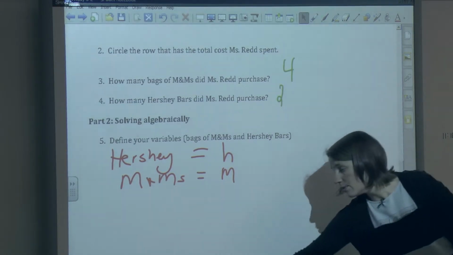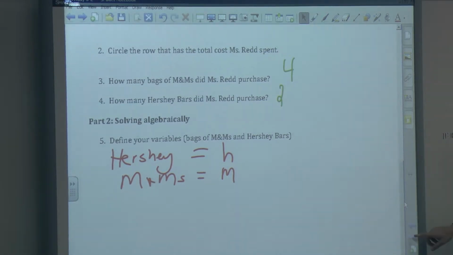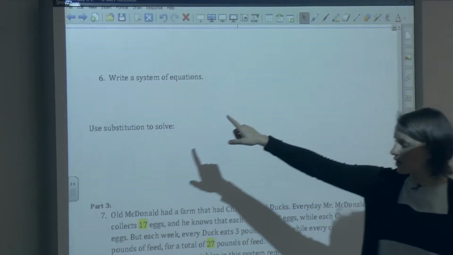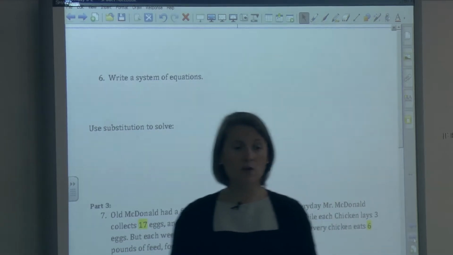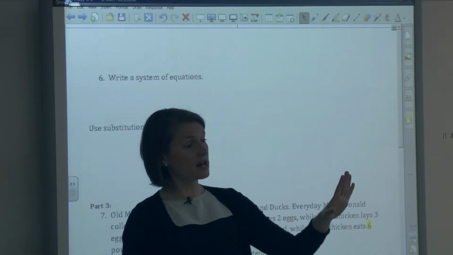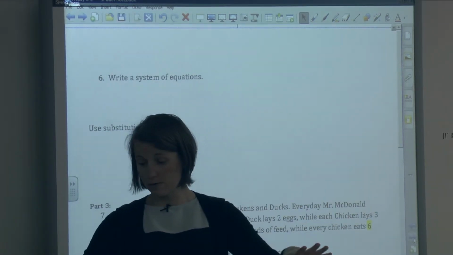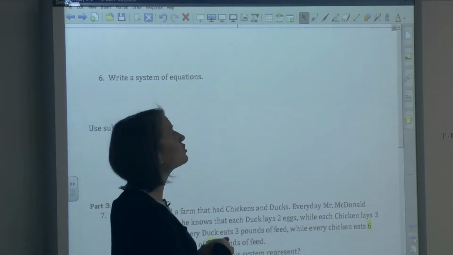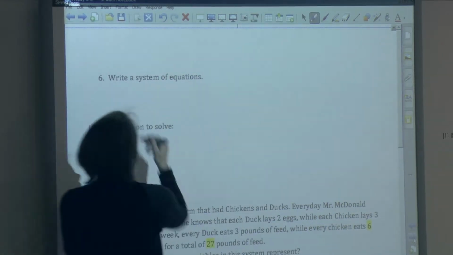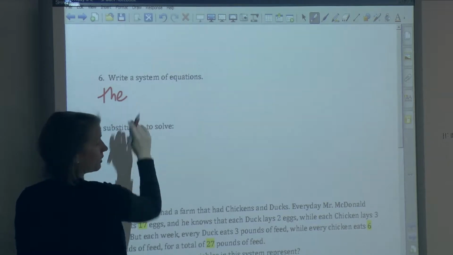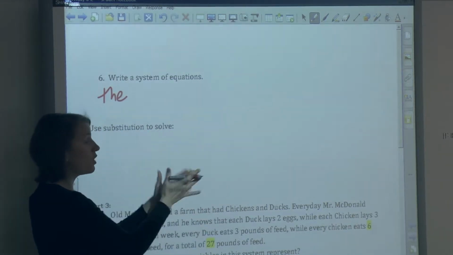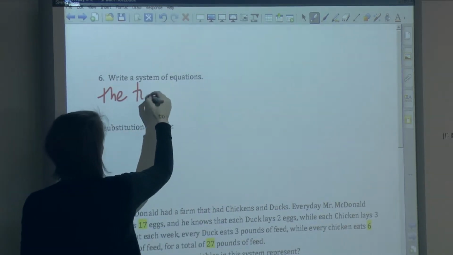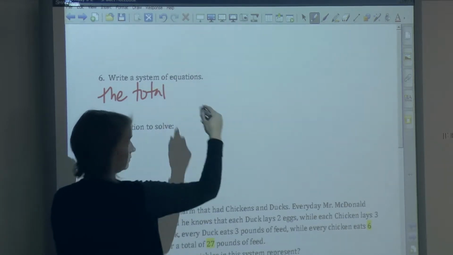Okay, so what I want you to do in your group is, now that we've defined a variable, we're going to do number 6 together, which is to write a system of equations. The first equation that I want you to write in your group is an equation that would show the total amount I bought. Not the total purchase price, but the total amount of items, okay? Go.